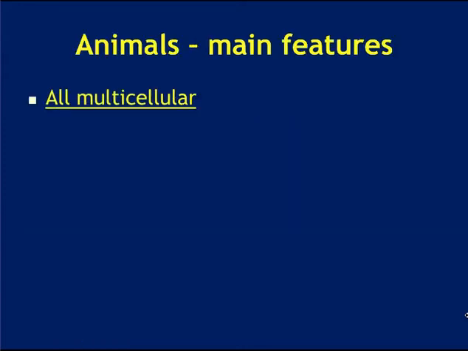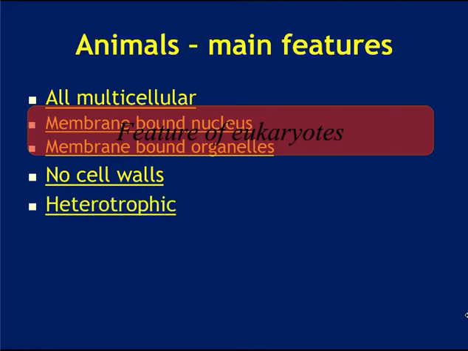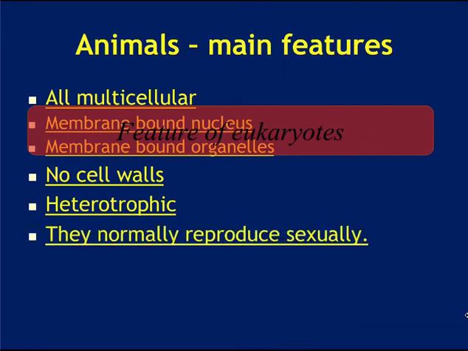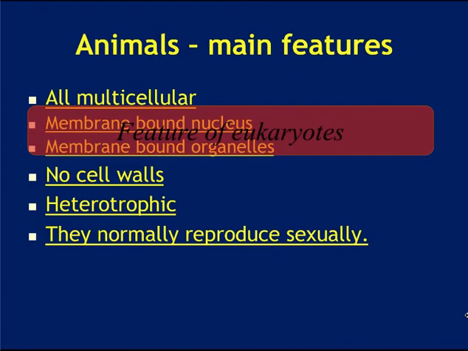So in terms of the features, they're all multicellular. Again, they have their membrane-bound nucleus and membrane-bound organelles. They do not have cell walls. They are always heterotrophic, so they have to eat other organisms to make their food, and they will normally reproduce sexually. And that is bringing us pretty much to the end of our little bit on diversity.